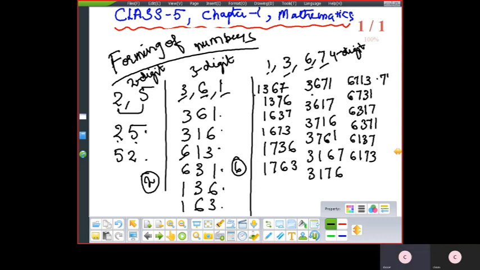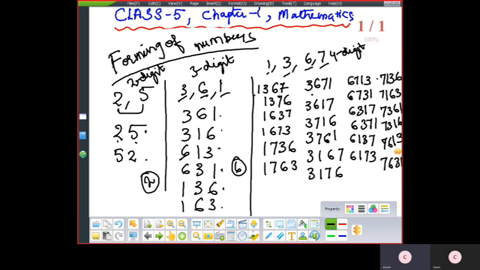So 7, 1, 3, 6. 7, 1, 6, 3. So 7, 3, 6, 1. Then 7, 3, 1, 6. Then 7, 6, 1, 3. Then 7, 6, 3, 1. So how many numbers did I get overall? So 7 is also over.